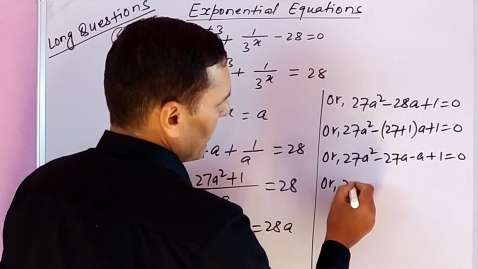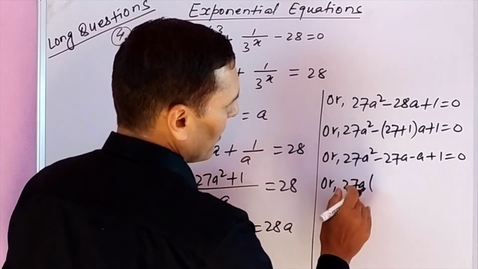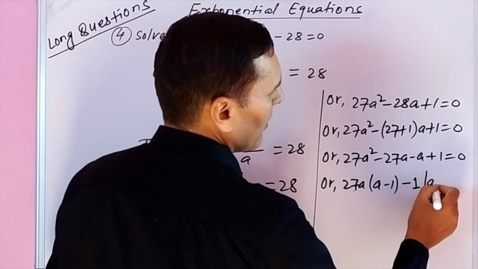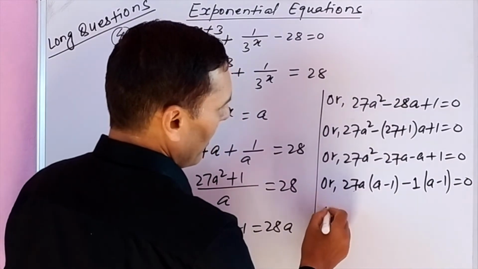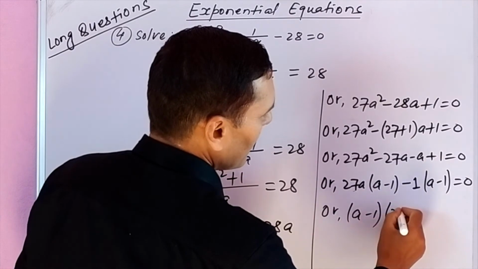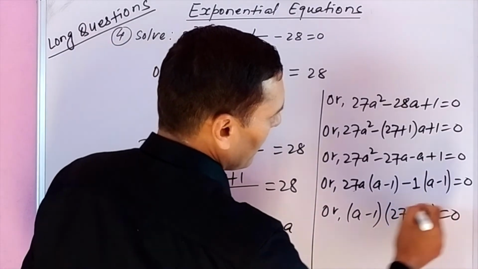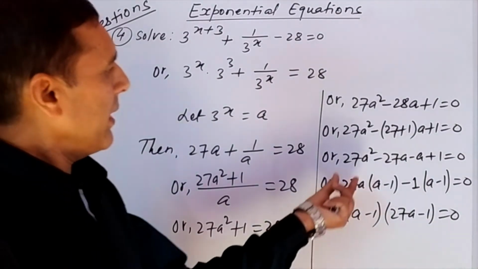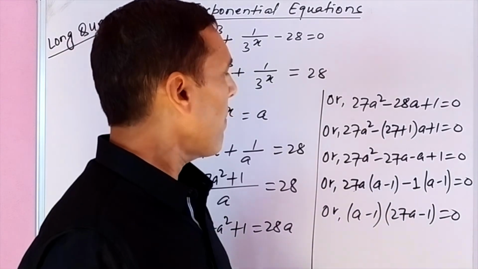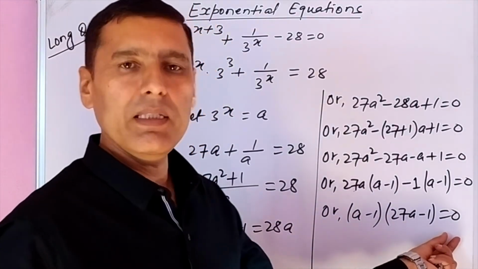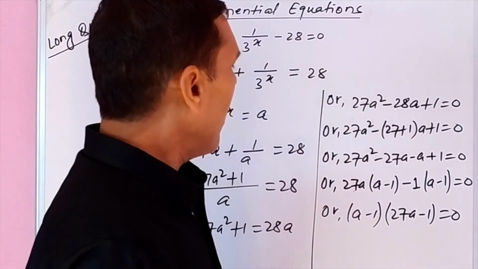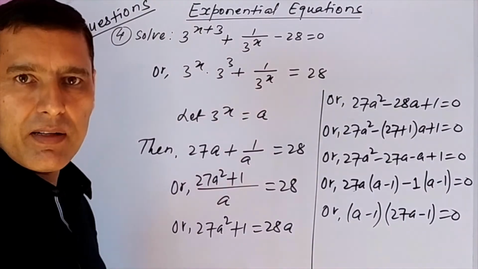Now 27a is common in the first two terms. So what will be remaining there? a minus 1. In the last two terms, minus 1 is common, so we get a minus 1 in the bracket. Now we have a minus 1 common in the two terms, and the remaining is 27a minus 1 is equal to 0. So we factorize this left hand side, and we get two factors here, a minus 1 and 27a minus 1 is equal to 0. So we equate each factor with 0. First find the value of a, after that we will find the value of x.